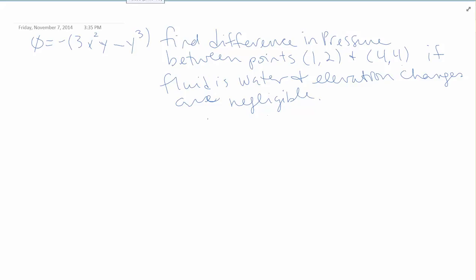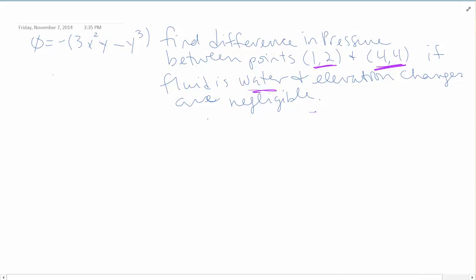In this problem, we're asked to find the difference in pressure between the points (1, 2) and (4, 4). So basically 1 is your x-coordinate, 2 would be your y-coordinate, and likewise for the other one, except we have 4 and 4. And that's going to be if the fluid is water and elevation changes are negligible.